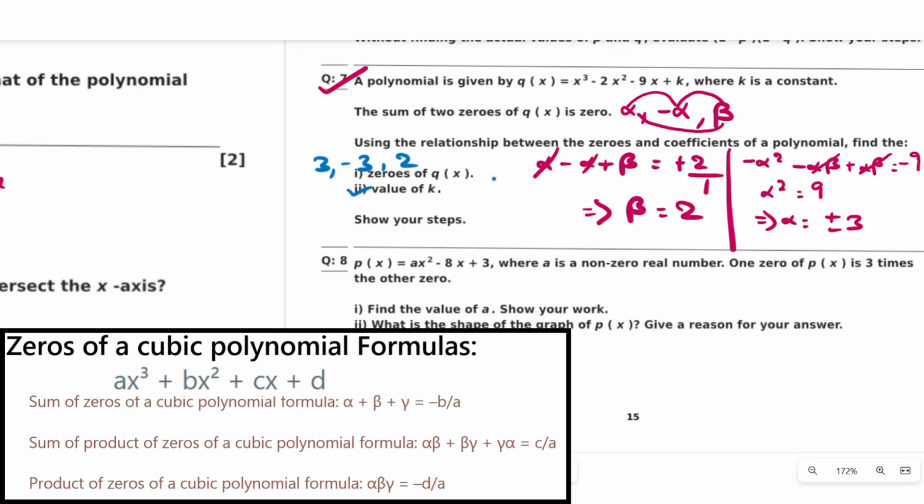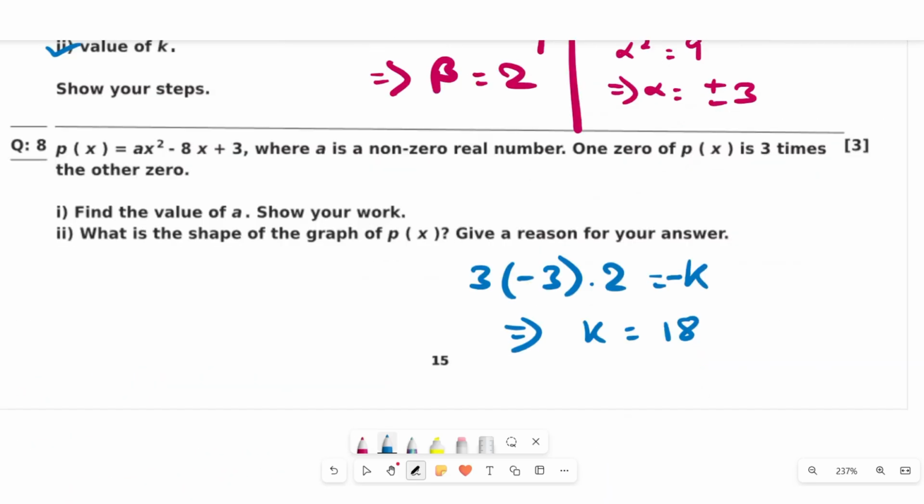How do I find the value of k? We can use a third relation which says that the product of the zeros, that's 3 into minus 3 into 2, will be equal to minus the constant term divided by the coefficient of x cube. So that gives me minus k, minus constant term by coefficient of x cube. So that gives me k as 18. So that's it. Now we move on to question number 8.